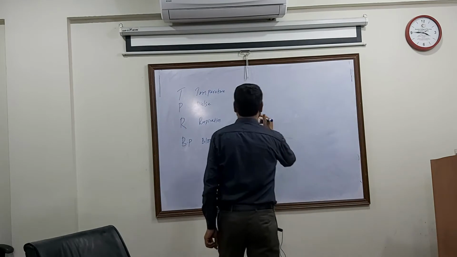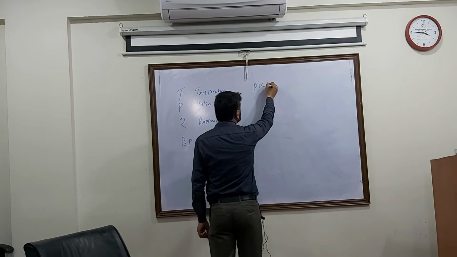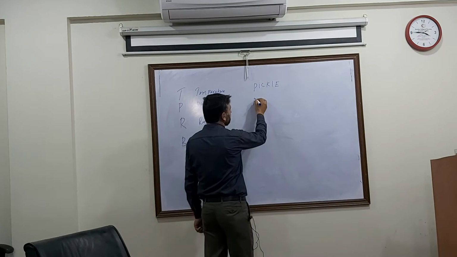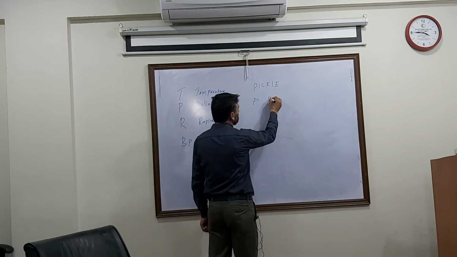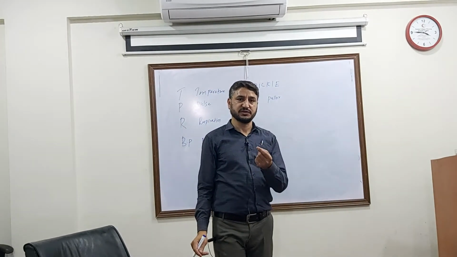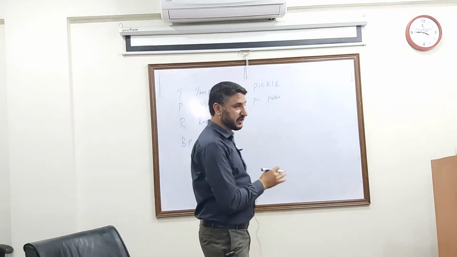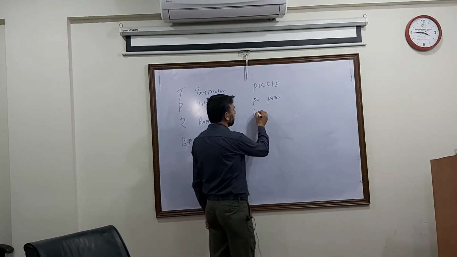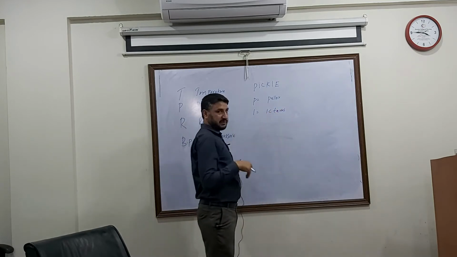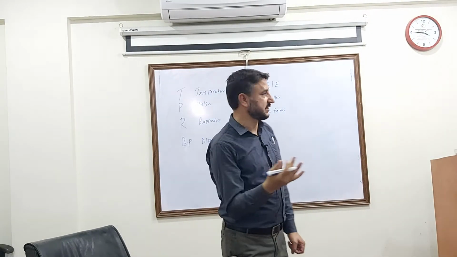And the second abbreviation is PICKLE. P-I-C-K-L-E. Here P stands for pallor. We assess the patient. If the patient's color is changed, we can say that the patient is pale. I stands for icterus. If the patient has jaundice, we can say that the patient is icteric.